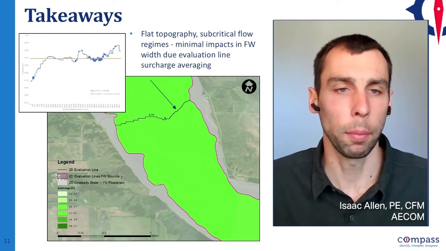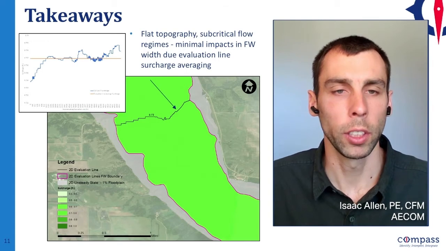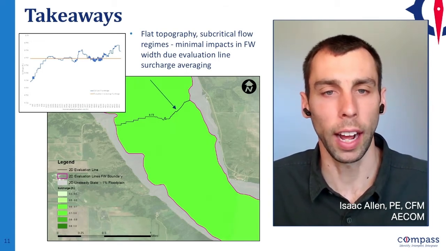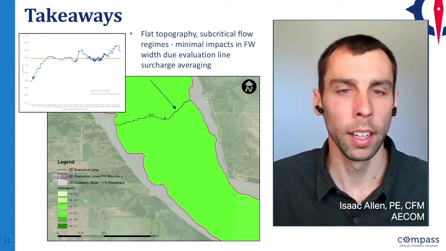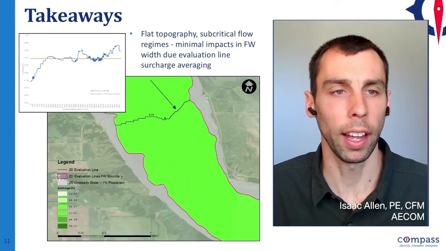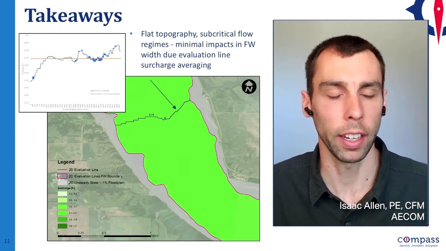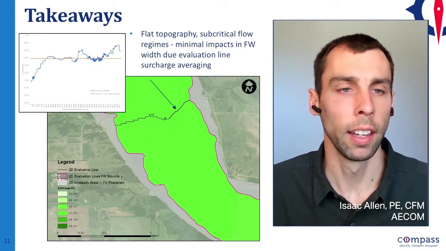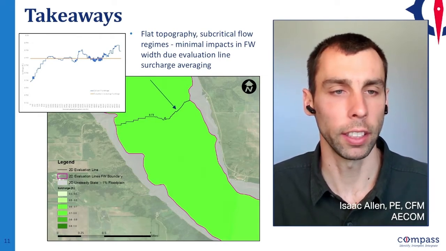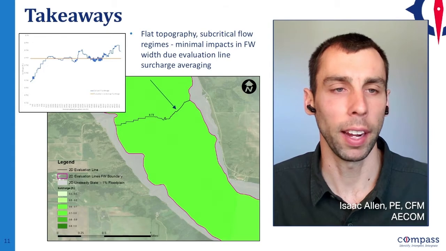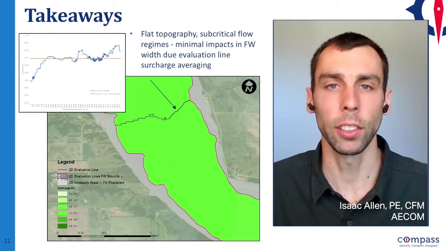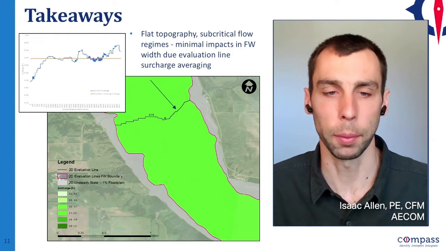The key here is the plot in the upper left-hand corner, which shows the surcharges along the evaluation line that's pointed out with the arrow. The average surcharge along the evaluation line came out at about 0.73, and you can see that all of the cells that contributed to that evaluation line average only varied by about 1/10 of a foot across that entire segment. As a result, the floodway widths are very similar.